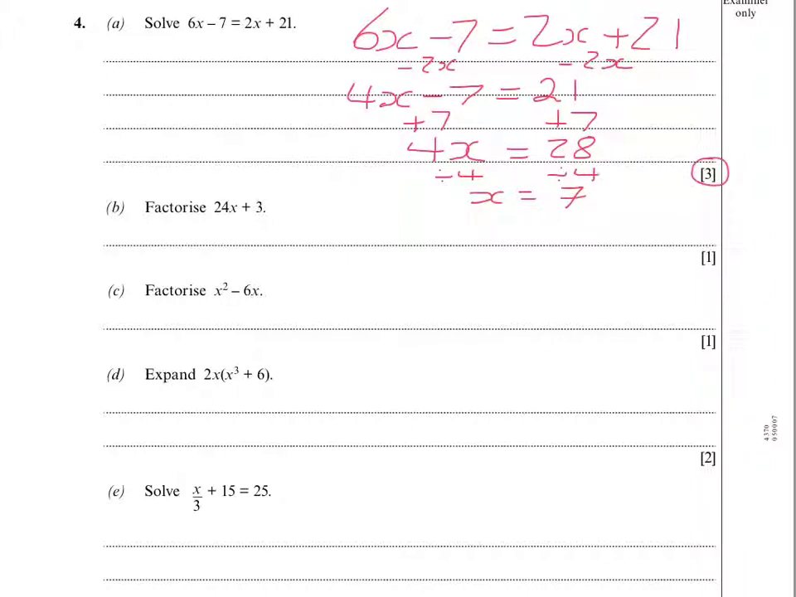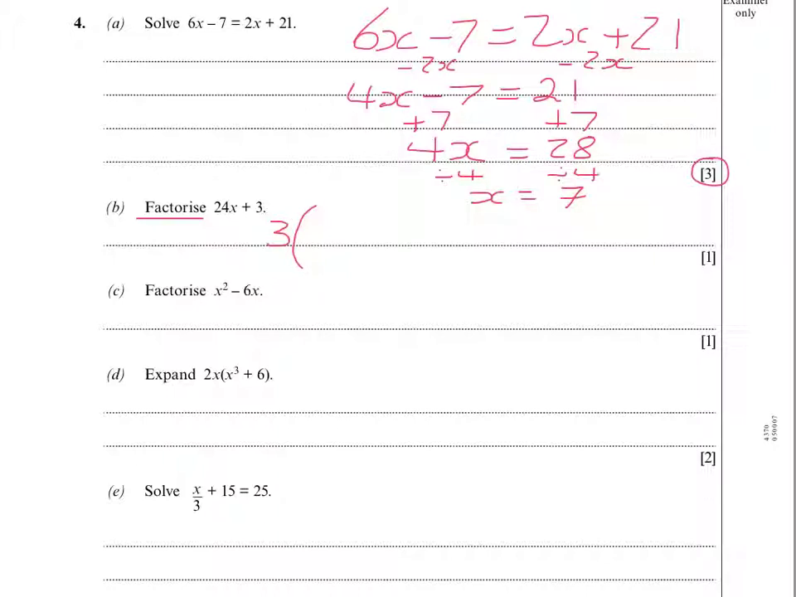Now part B asks us to factorise 24x plus 3. Now we should remember that factorise means we put things into brackets. So what's common to 24x and 3? Well, there's only x in the first term, so it can't be that, so it must be the number. And if we think about our times tables, 3 goes into 24, so we know that that is going to be our common factor to both.